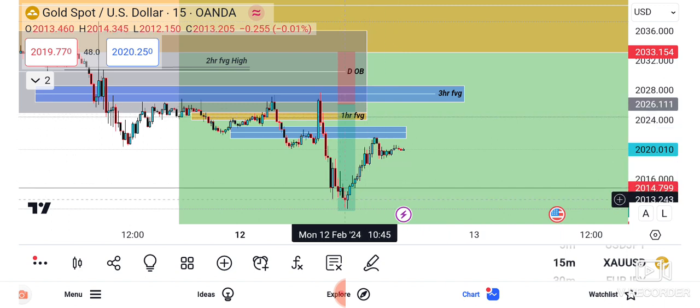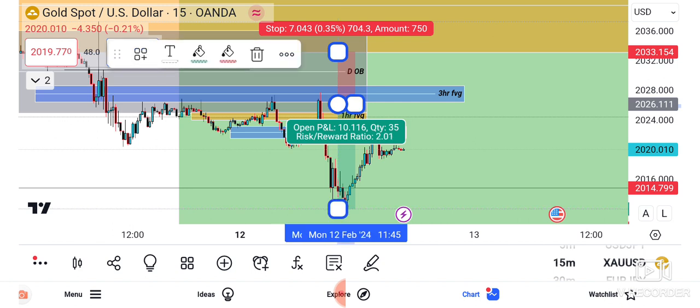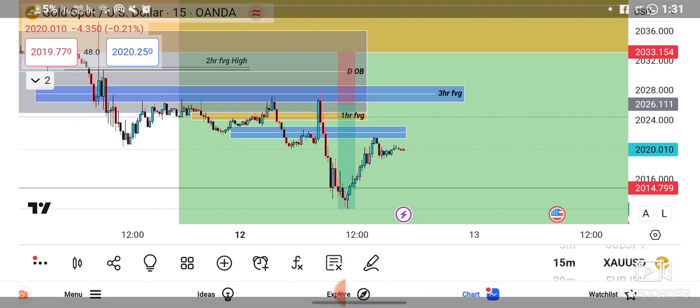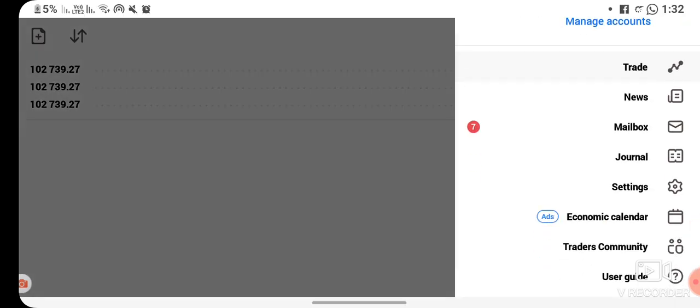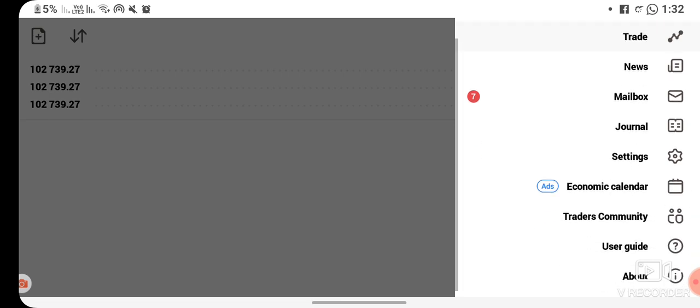Then it was a 1 to 9. Yeah, it was a 1 to 9 trade, but it was a good trade because of the good trade management. And I'll be taking you to this MT so that I can show you where I am currently. As you can see off my screen, we have the account up 2% over here.